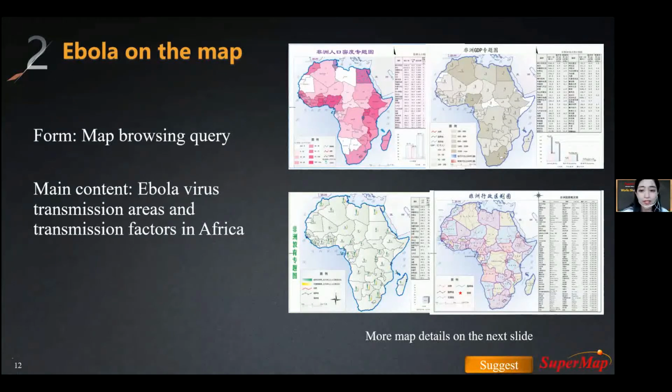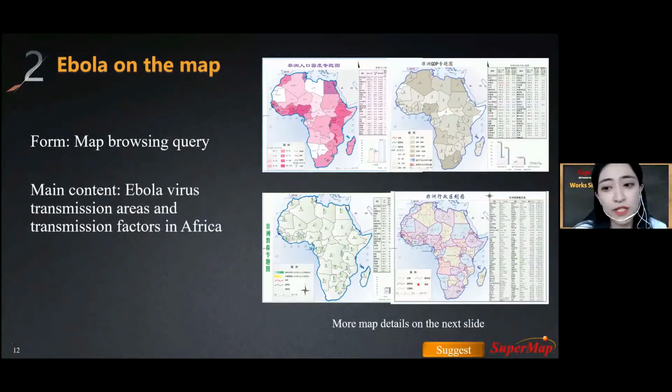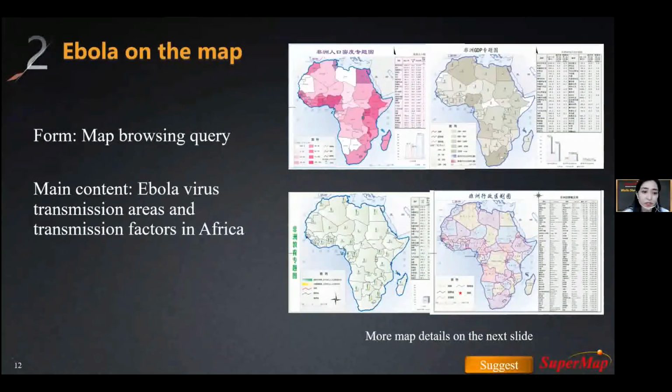The second work is the Ebola on the map. This work shows the specific situation of the Ebola virus transmission area and the transmission factors in Africa, and informs of the map browsing query. This map is mainly divided into three directions. And it focuses on three countries in Africa, including Liberia, Guinea, and Sierra Leone.